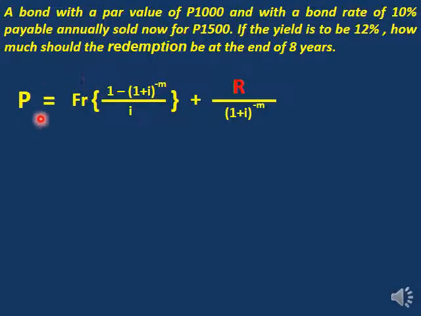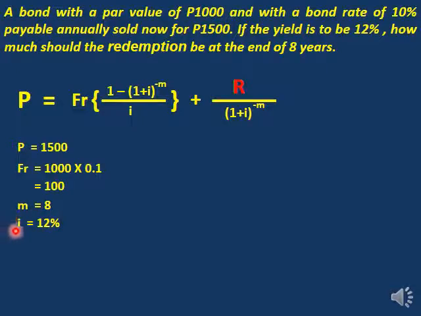This is our formula to compute for the present worth of the bond. The present worth of the bond is given, that is, it is sold now for 1,500 pesos. That is our P. And the FR 1,000 is the face value of the bond. The rate of the bond is 10%. So our FR is 100. And the maturity or the term of the bond is 8 years. The desired income from this, or the desired yield, is 12%.